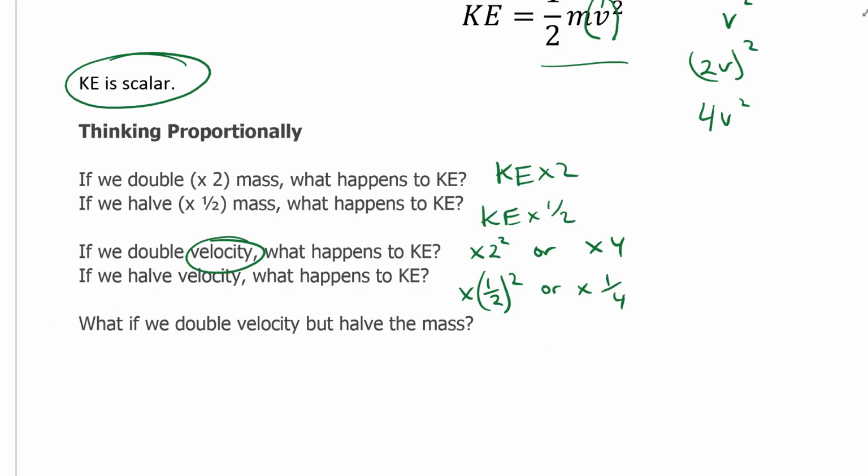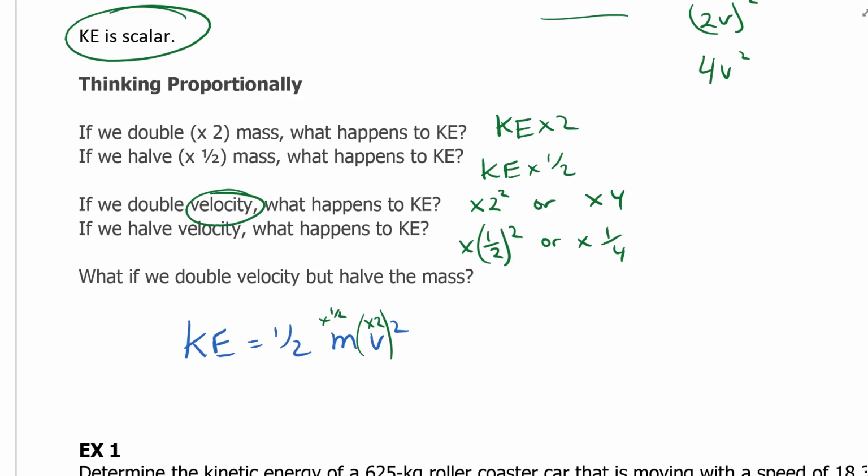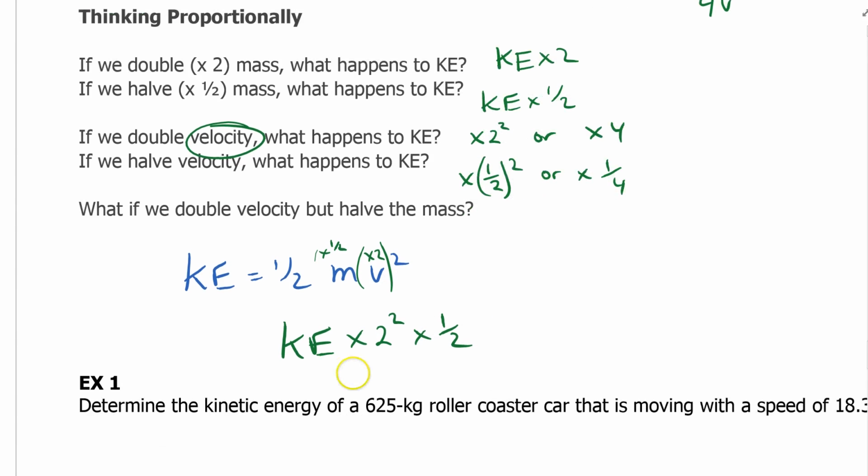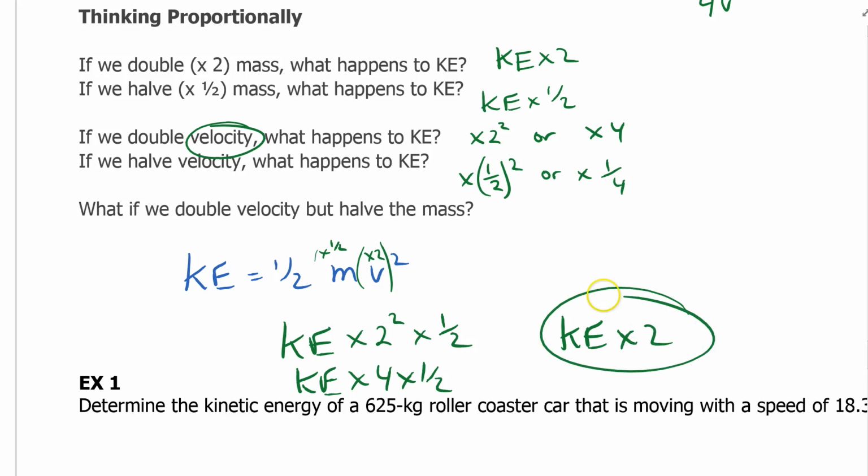Okay, last one here, we're putting it all together. What happens if we double velocity and we double the mass? So just looking at our formula, KE equals 1/2 mv squared. So this part here is going to get times 2, and we're going to have the mass. Our KE from this part here is going to get multiplied by 2 squared, and it's going to get multiplied by a half because of that. So in other words, it's going to get multiplied by 4 times a half. So KE is going to get multiplied by 2.